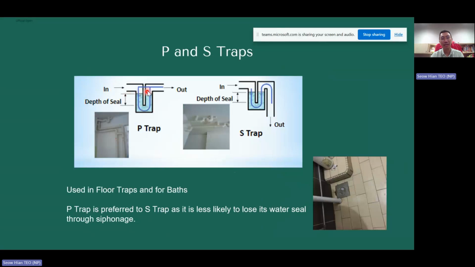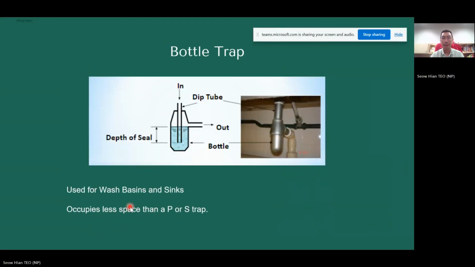P trap is like a letter P. S trap is very similar. You can see that there's an S shape. P trap is coming down this way. So there's a depth, and it holds the water inside so that when water goes in, it can be discharged out, but foul gas that comes in is trapped. So P trap is usually preferred to S trap because it is less likely to lose the water seal through siphonage.